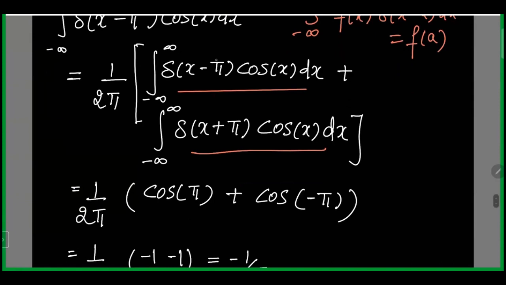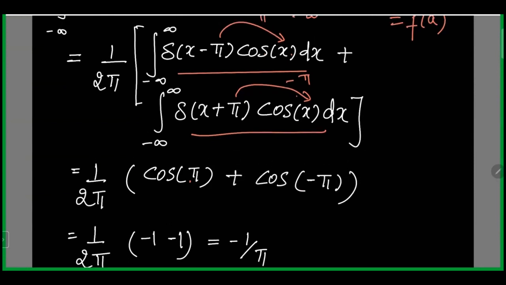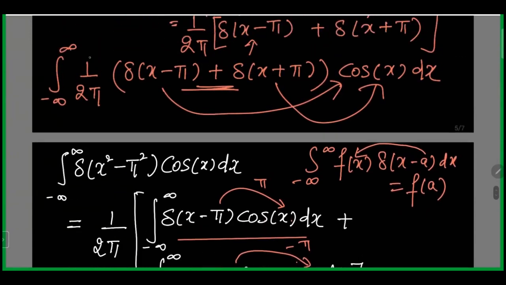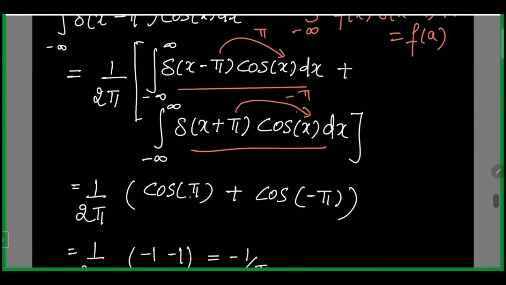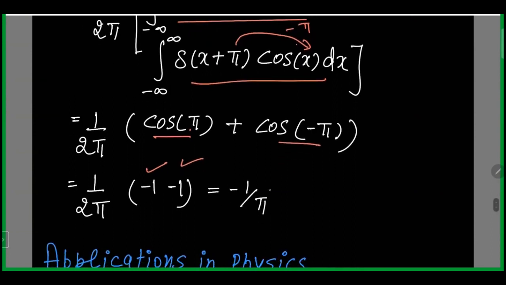So now what is my a? Pi. So I will put x as pi and here I will put x as minus pi. So if I put cos pi and here I will get cos minus pi, and outside there is 1 by 2 pi being divided, which is coming from here. So I get cos pi plus cos of minus pi. Both of these are minus 1. Cos pi is also minus 1 and cos minus pi is also minus 1. So I get an answer of minus 1 by pi. So this is my answer.